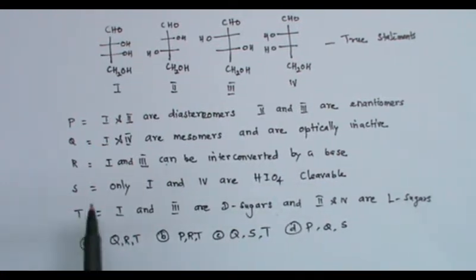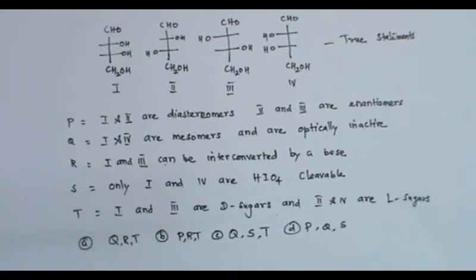Next one, first and third can be interconverted by a base. This statement involves a basic concept of enolization. The next one, only 1 and 4 are cleaved by HIO4, periodic acid. We'll see that. Last one, first and third are D sugars, second and fourth are L sugars. You should know so many basic concepts about stereochemistry and carbohydrate.